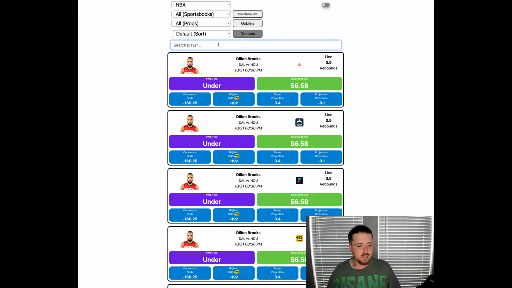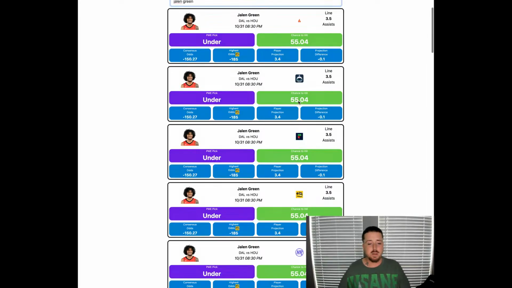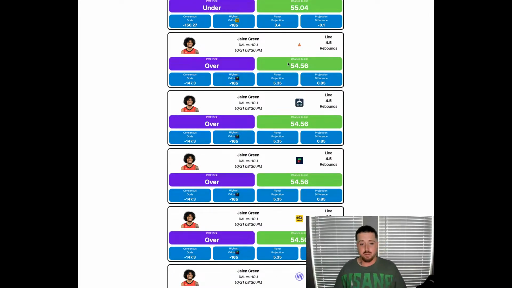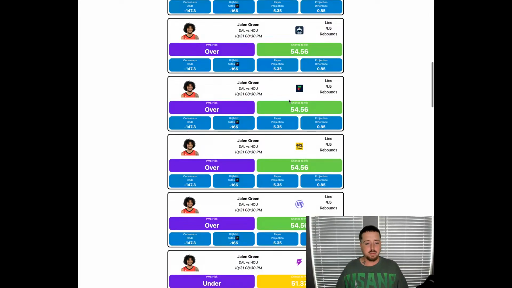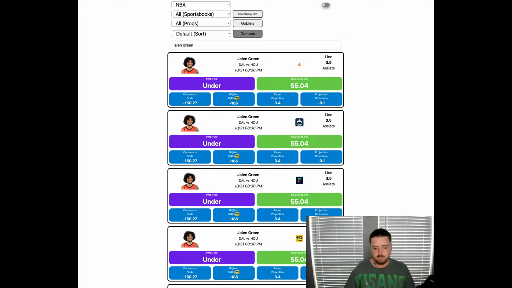Jalen Green, we talked about Jalen Green. He's got a few options that are definitely good. Jalen Green's assists, under 3.5 on Hot Streak, Sleeper, Fliff, Parlay Play, and Hard Rock. His rebounds is also a 54%, over 4.5 rebounds on Hot Streak, Sleeper, Fliff, Parlay Play, and Hard Rock. Those will be the best bets for Jalen Green.